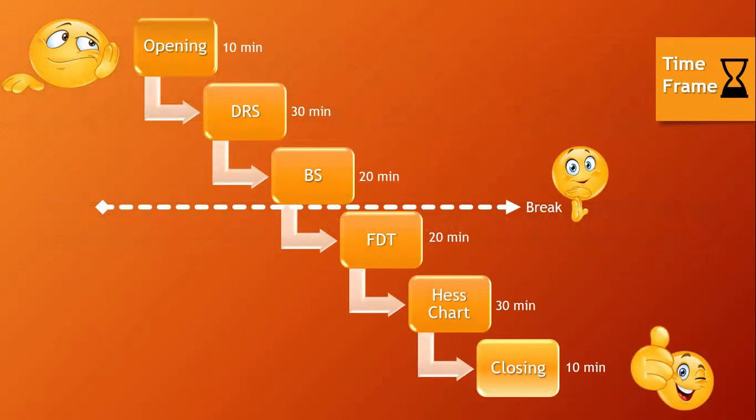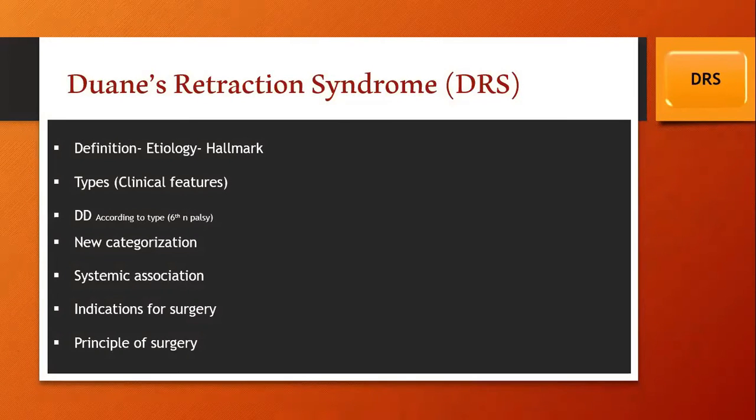Okay, we finish now the warm-up, and this starts with Duane Retraction Syndrome. You can say Duane, or you add the apostrophe S, Duane's syndrome, but try to remember the full name, Duane's Retraction Syndrome, because retraction here is a keyword. This is actually the hallmark, the main feature of Duane syndrome.